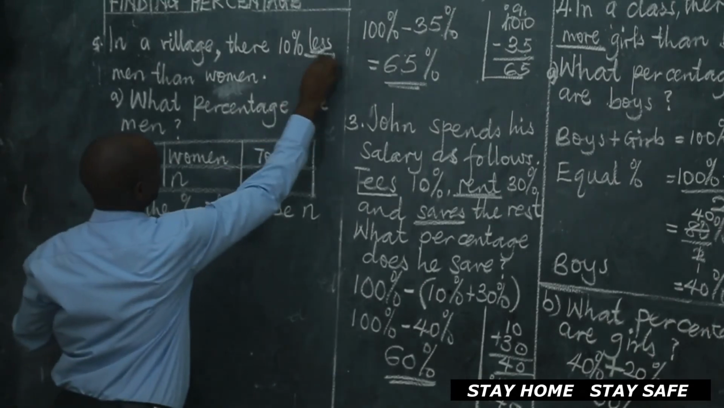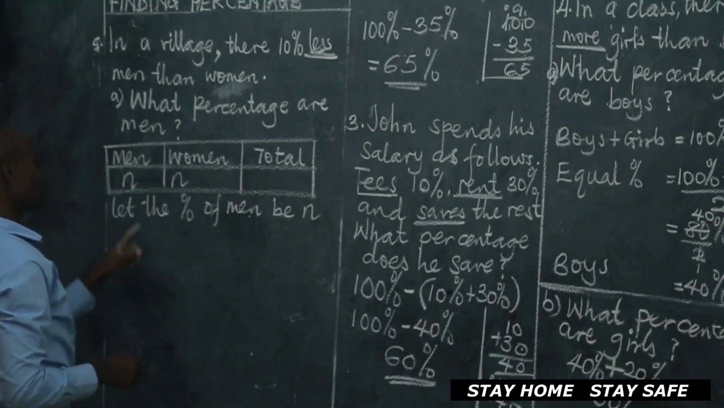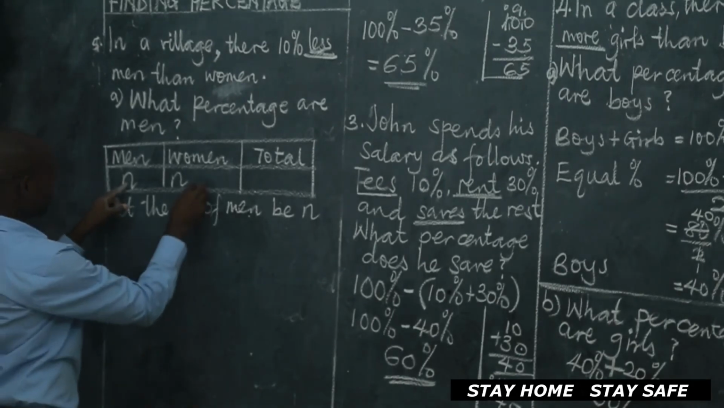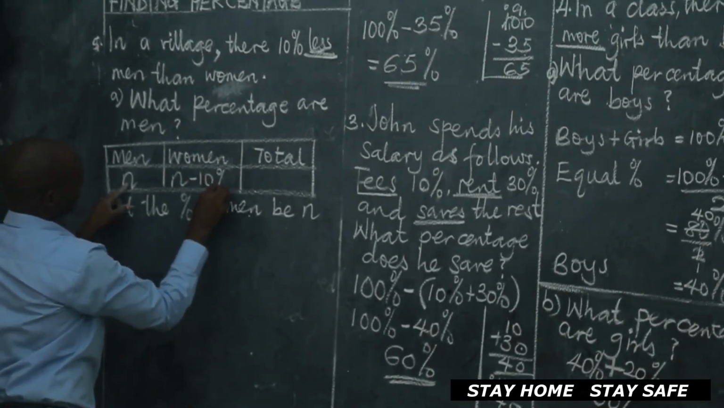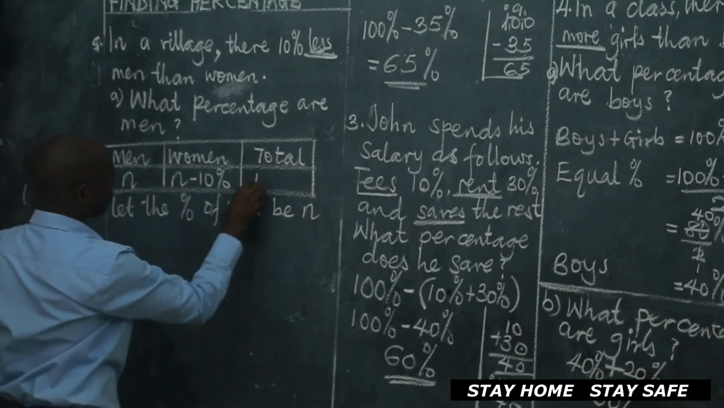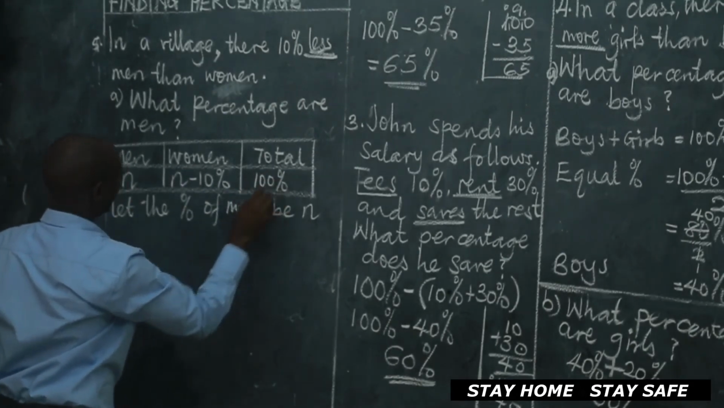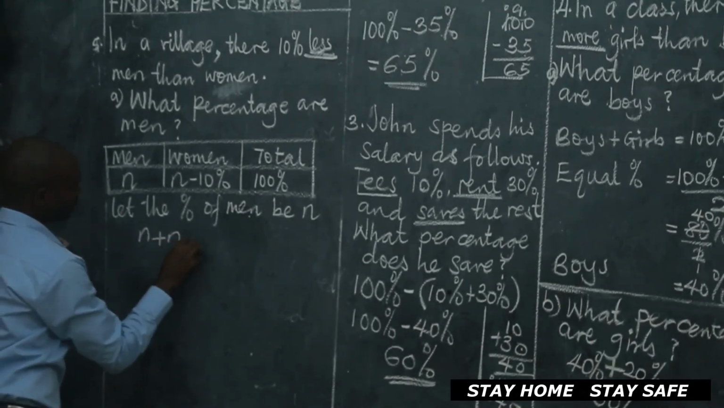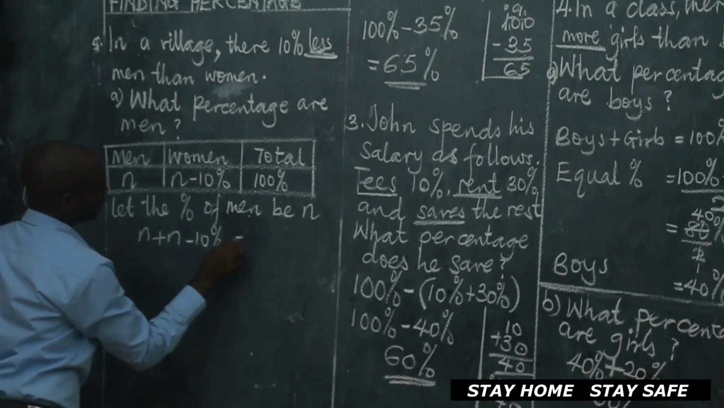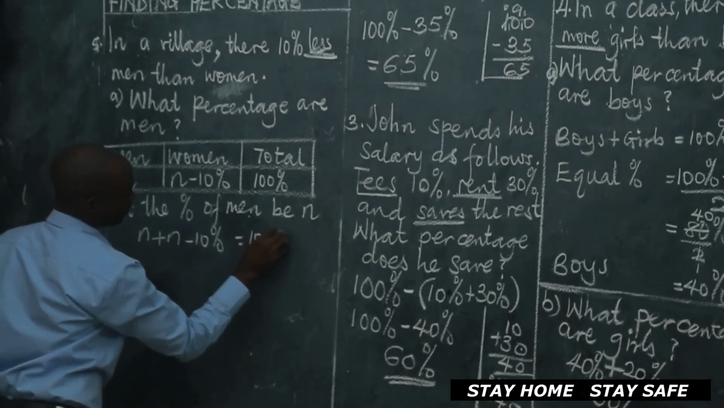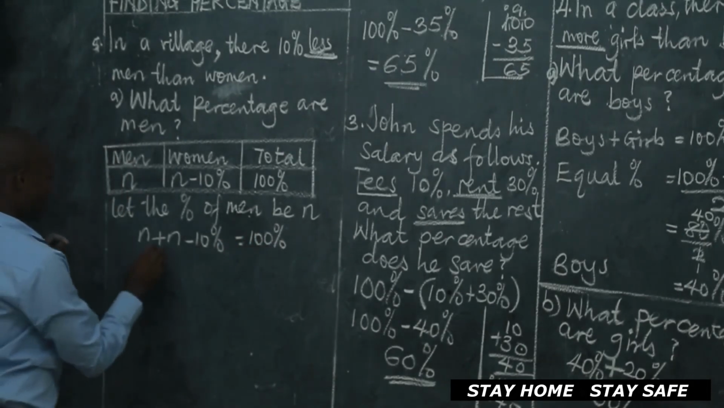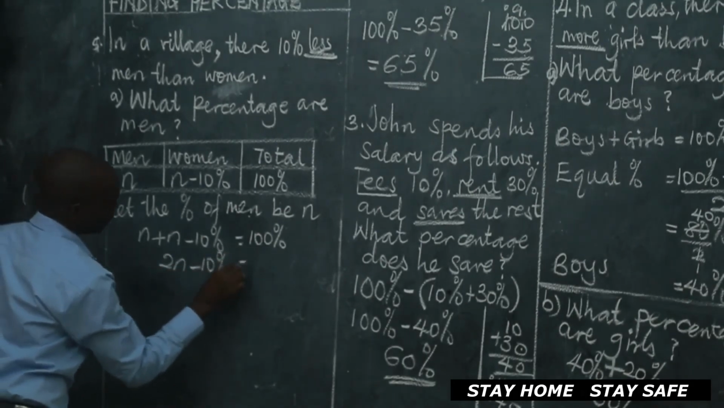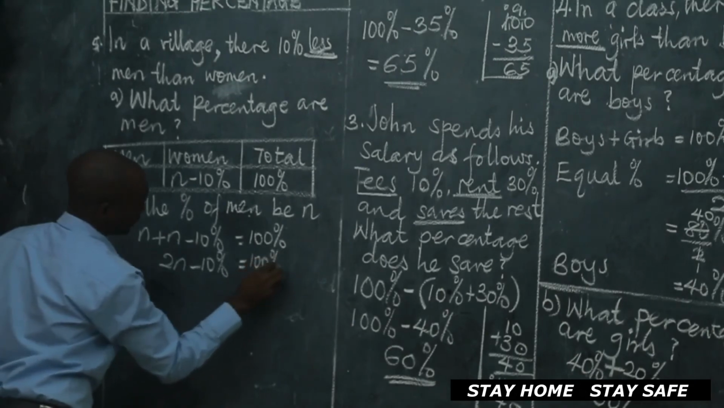Now, when we say less, it means you subtract. So, if men are N, then women will take away 10. And the total is going to be 100%. So, how do we solve for N? N plus N minus 10% is equal to 100%. N plus N we shall get 2N minus 10% equals 100%.